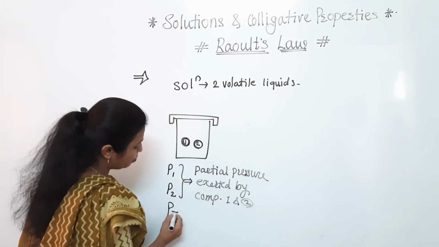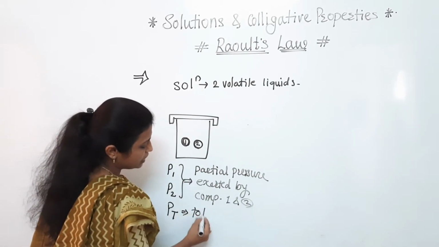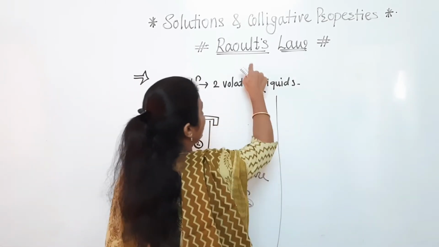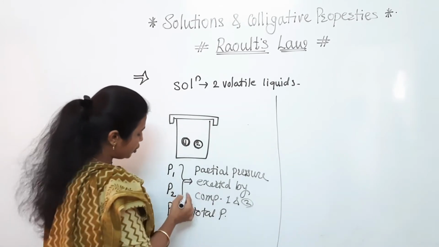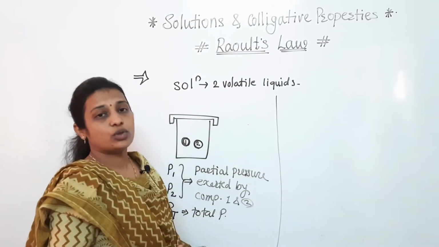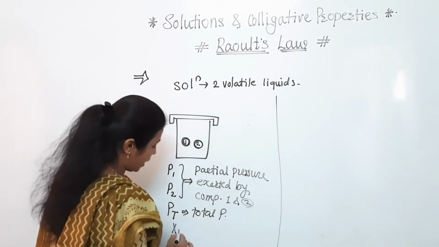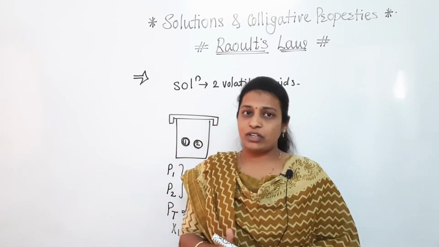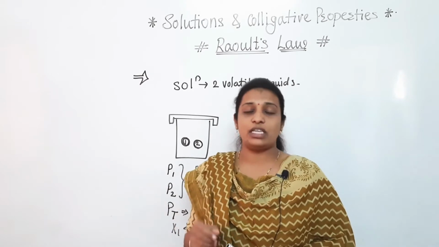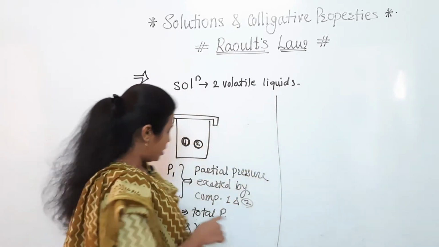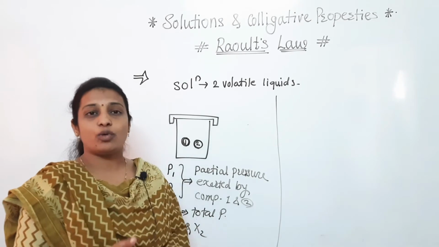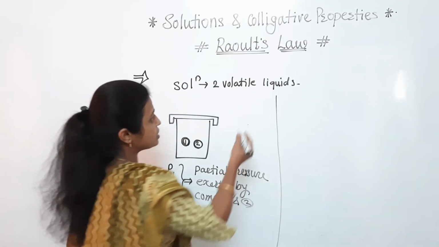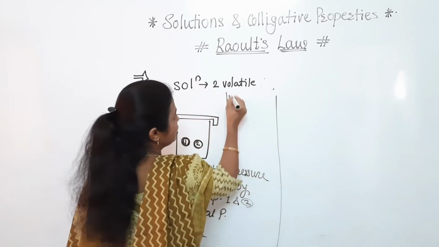So here we understood that partial pressure. Next one is that PT. PT is the total pressure. Now if we consider that statement of this Rawls law, relation between that partial pressure, total pressure as well as X1 and X2. What is that X1 and X2? I think so everyone knows that X we are using for the mole fraction purpose. So here X1 and X2 are the mole fraction of the component 1 and component 2. Now we'll discuss what is the statement of this law.